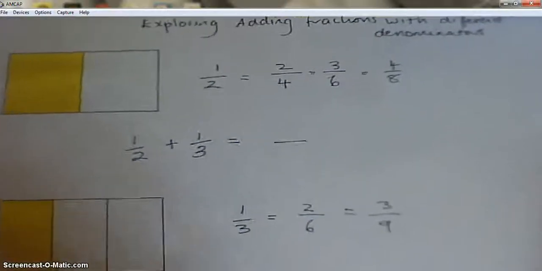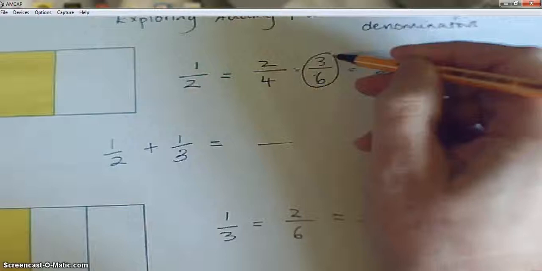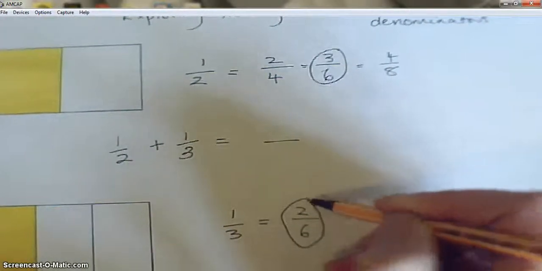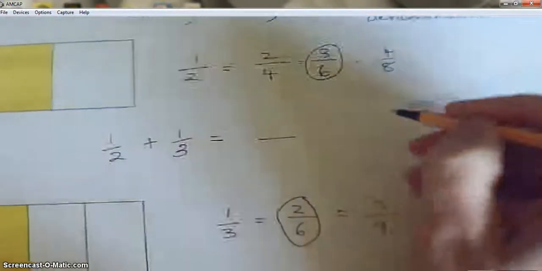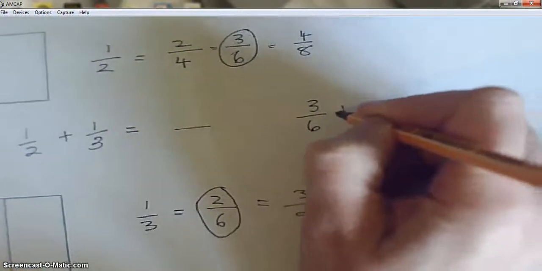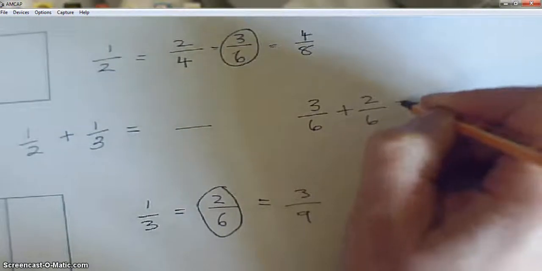Once I've done that, I look back. Now, which of my equivalent fractions has the same denominator? This one and this one. This now allows me to add, okay? So really what I'm doing now is I'm adding 3/6 and 2/6, adding these two together.